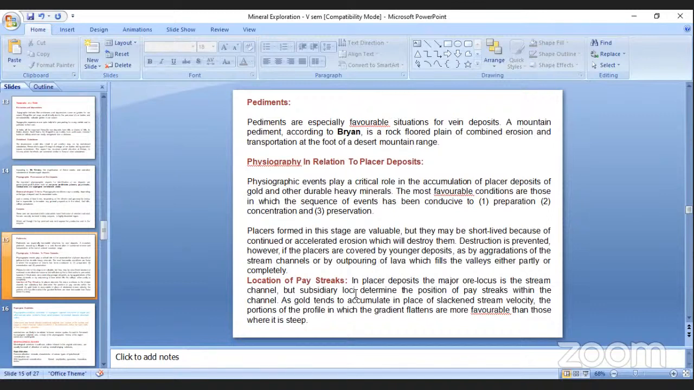And next one is the location of pay streaks. In placer deposits, the major locus is the stream channel. That means the stream channel is created from where it is generated, and from this it will transport the deposit from one place to another, and again it will give information about the portion where it will be formed. For example, it is useful for the identification of gold deposits.